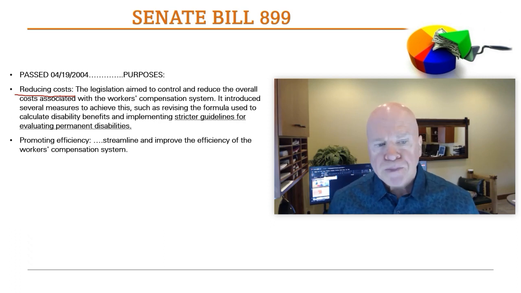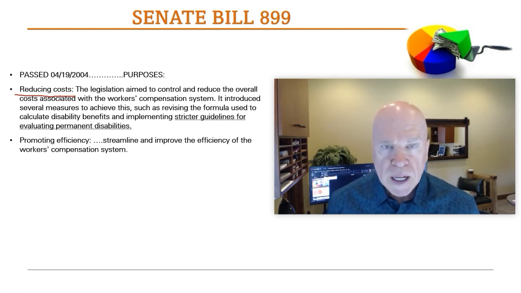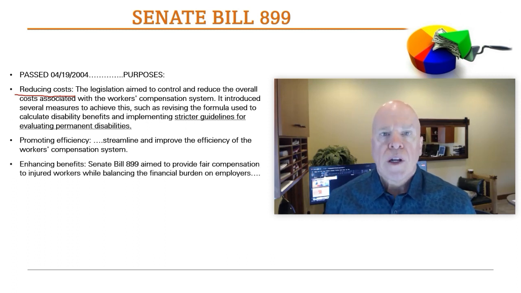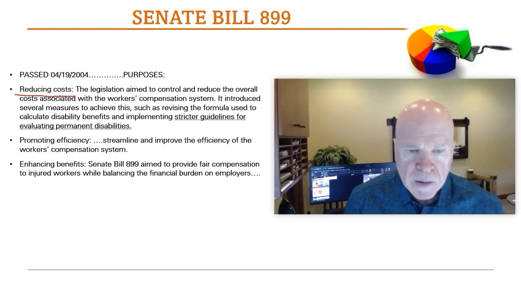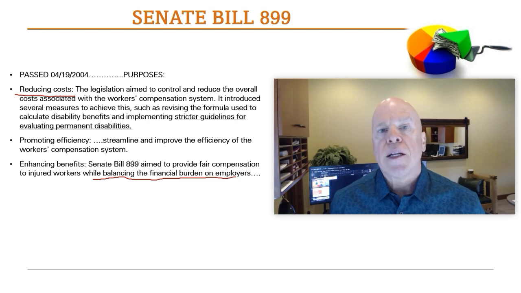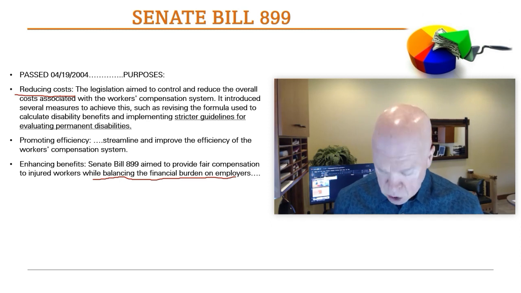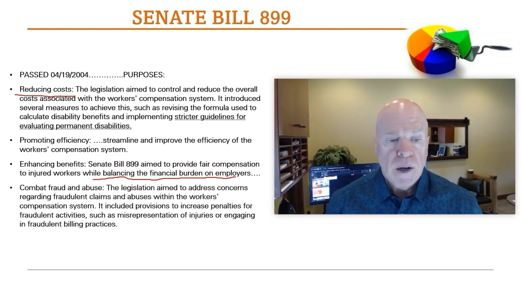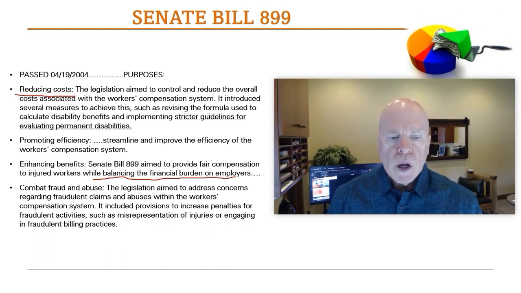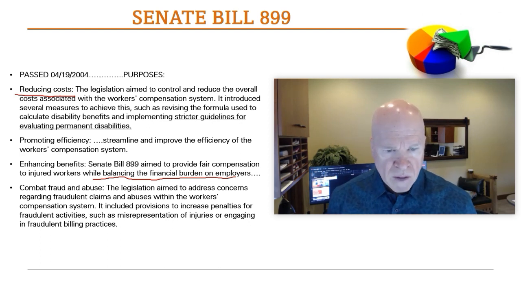Number two, a goal of Senate Bill 899 was to promote efficiency by streamlining procedures. Goal number three was to enhance benefits while at the same time balancing the financial burden on employers. And you're going to see how our new apportionment laws address this very issue head on. Finally, a goal of Senate Bill 899 was to combat fraud and abuse, and it did this in several ways.